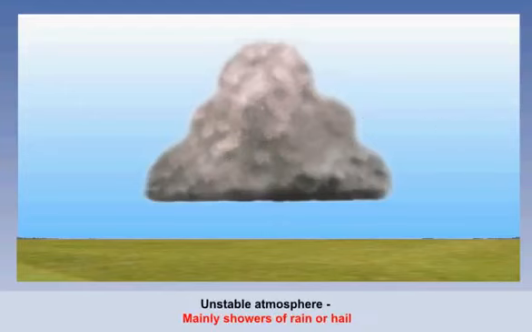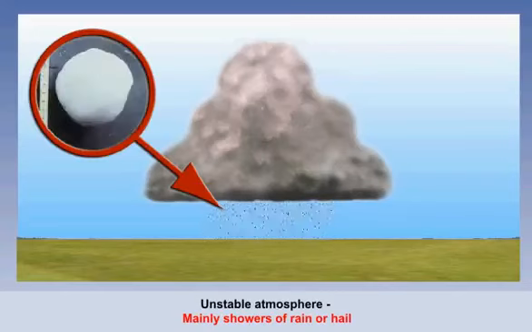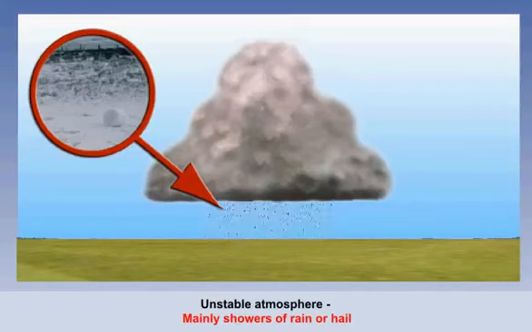With convective cloud, we get our vigorous updrafts within clouds which support large water droplets. This has two effects. The precipitation is usually rain, hail, or snow, or perhaps a mixture of all of these.